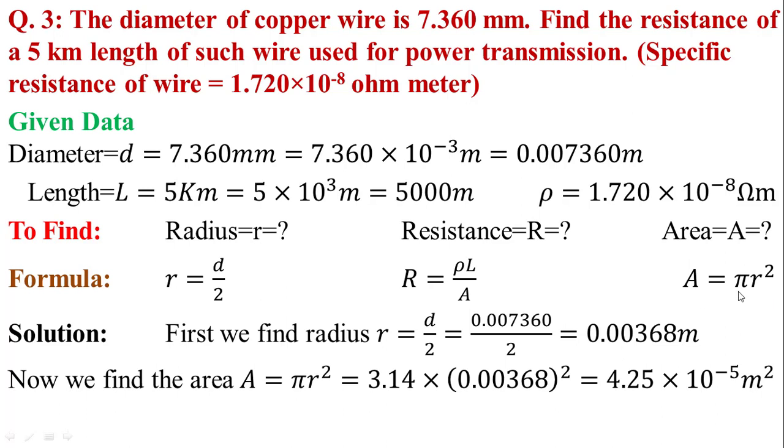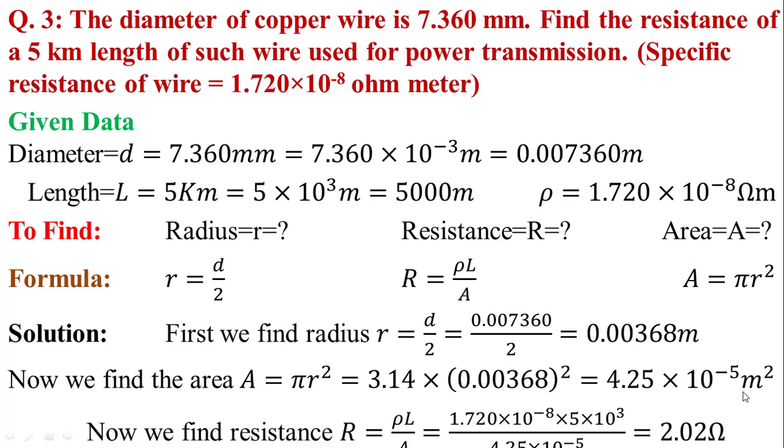Now we can find the area. According to the formula, area A is equal to pi R square. Pi is a constant value that is equal to 3.14 multiplied by 0.00368 whole square. Here the value of R square, radius square. So we multiply both values. The final answer of area is 4.25 multiplied by 10 raised to power minus 5 meter square.